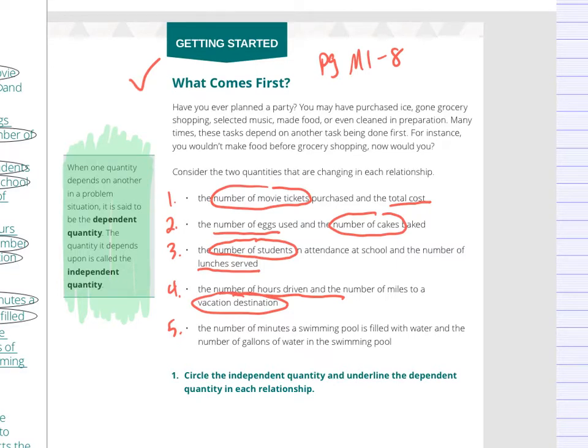And the last one, number 5, the minutes a swimming pool is filled with water and the number of gallons of water in the swimming pool. So imagine the pool's empty, you're filling it up. We want to know at what time there is however many gallons in there. So what do we need to know first? Are we talking about the beginning when we're just filling it up, or at the end when it's almost full? So the first thing we need to know is the minutes. So that is our independent. And then what comes second is, once you know how many minutes, then you can figure out how many gallons. So gallons is your dependent.